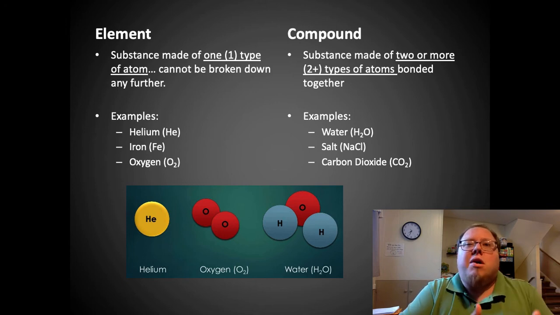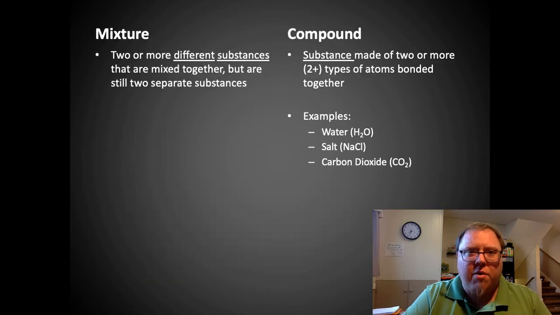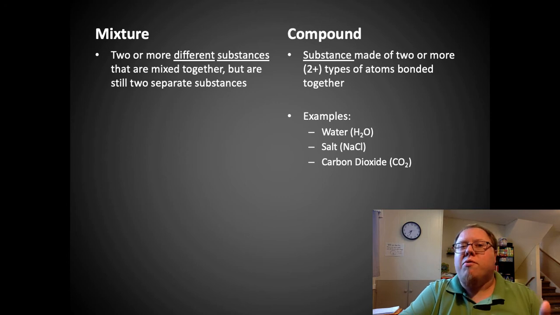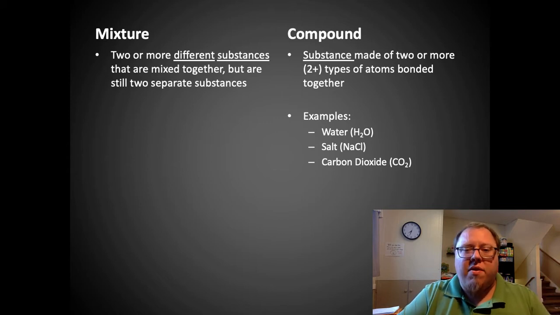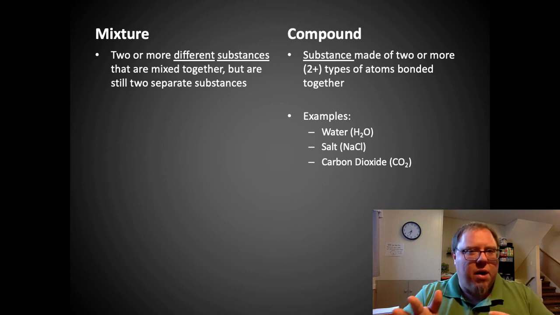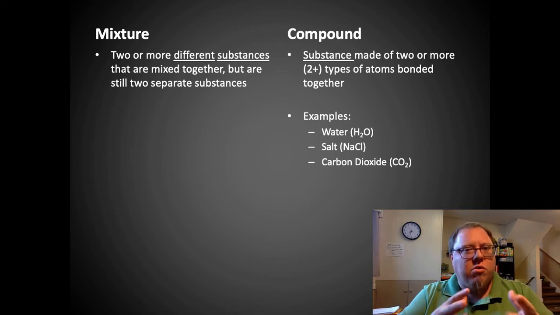Now I want to talk about mixtures and compounds. All right, so same information is there for compound, but now I want to talk about mixture. A mixture is 2 or more different substances that are mixed together. Now there's still 2 different substances, so they still have their own unique properties that they did before. Okay, a compound, on the other hand, is one substance, and it's made out of 2 or more types of atoms.